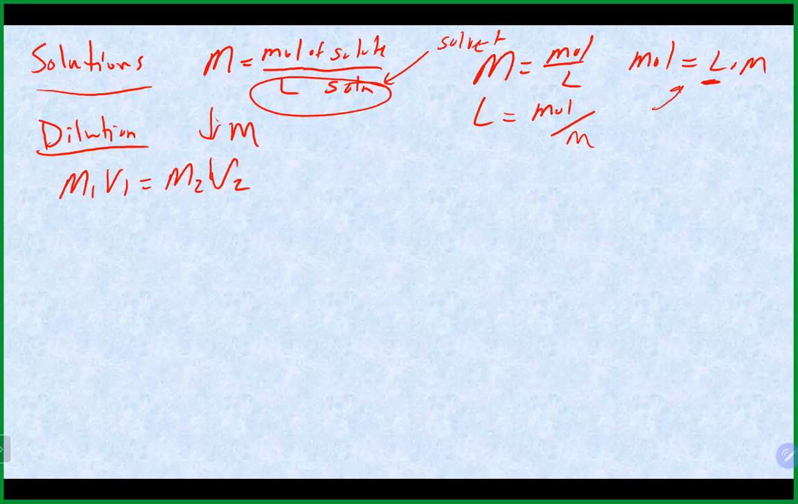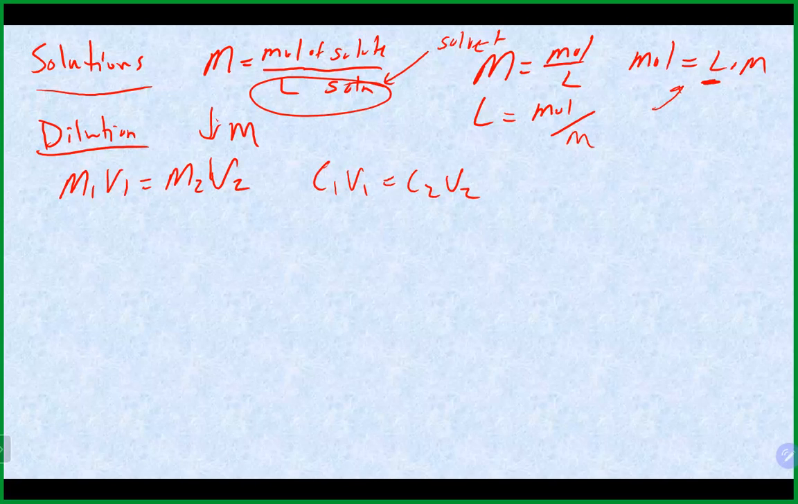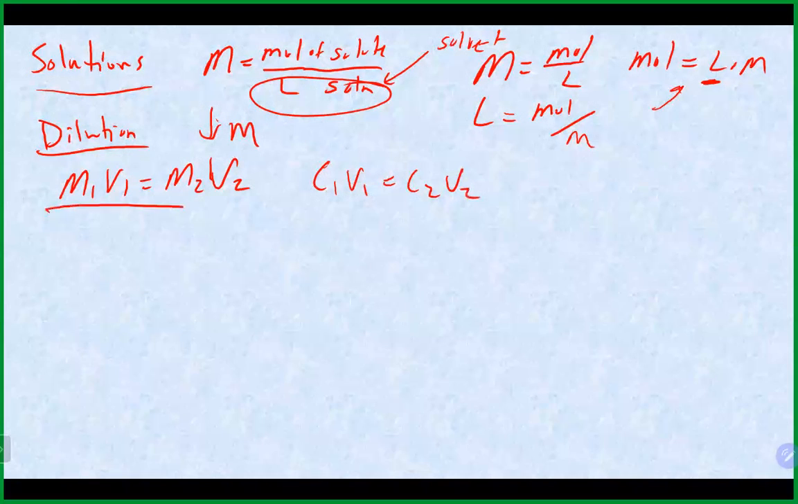A more generic version of this equation is C1 V1 is equal to C2 V2. And in this case, C is just generic for concentration. Although molarity is the most common unit of concentration, you technically can use any unit of concentration in this formula. I can use percent mass to mass, percent volume to volume, whatever it may be as well. So sometimes people will use C1 V1 equals C2 V2, but a lot of times people will use this equation here.